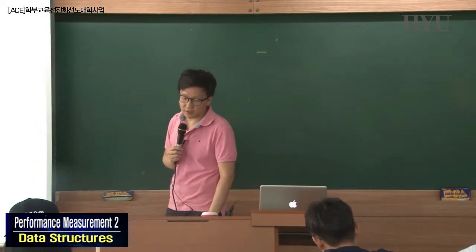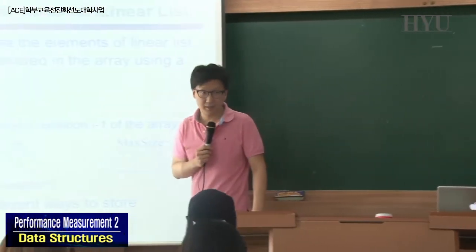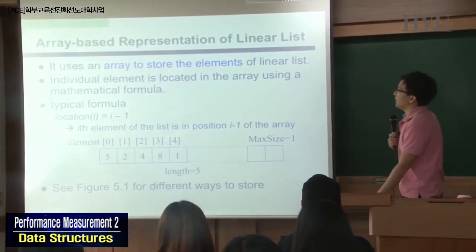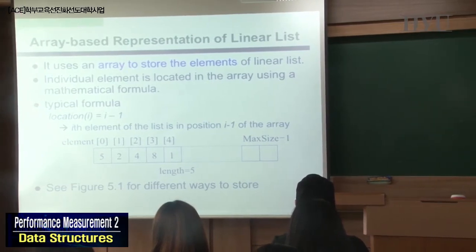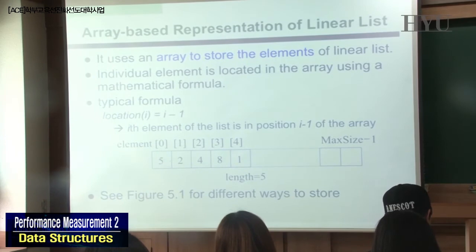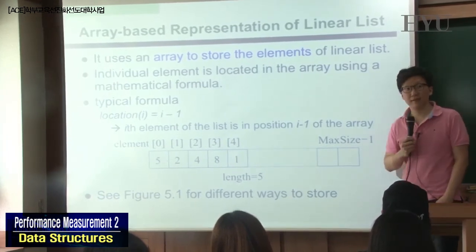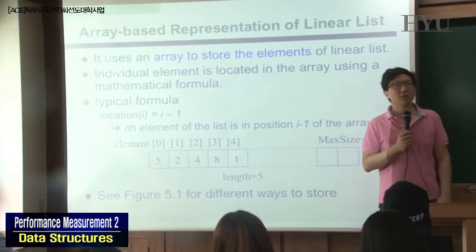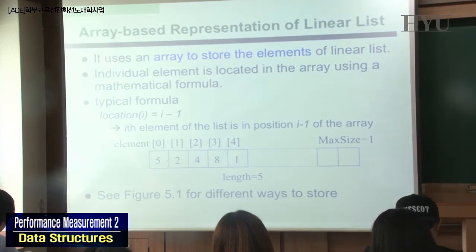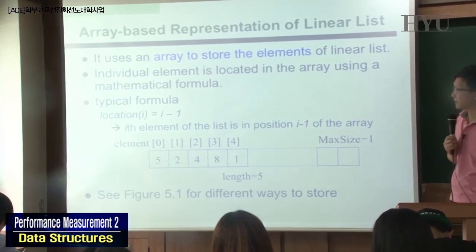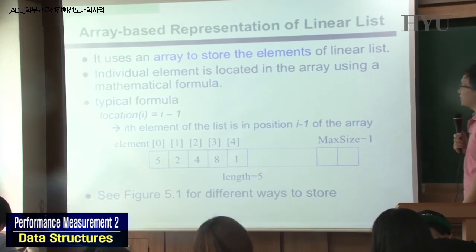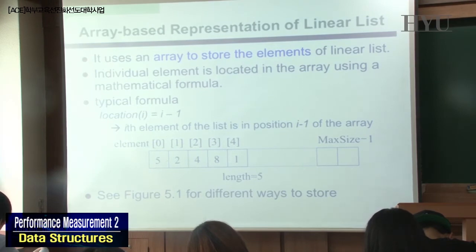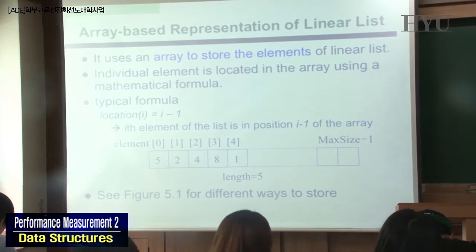Array-based representation of a linear list, but I already explained most of the parts myself. It uses an array to store the elements of a linear list. Each individual element is located in the array using a mathematical formula, a simple formula that I already described. The location of i is i minus 1. First element, location is 0. Second element, 2 minus 1, location is 1. 3 minus 1, 2. A very simple way of representing this. The ith element of a list is in position i minus 1 of the array, because we usually keep track from 0 to the max size n minus 1.